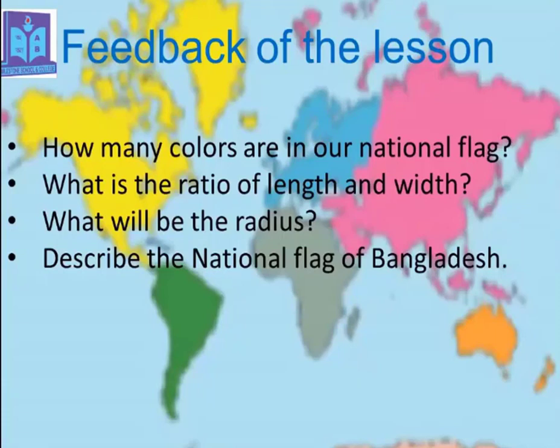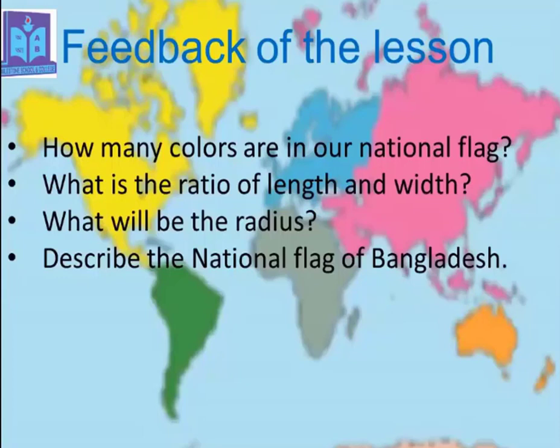Then what will be the radius? Radius means the distance from the center to the surface of the circle. So the radius will be 1/5 of the length. That means if the length is 10, then the radius is 2 centimeters or 2 inches according to the length. Then describe the national flag of Bangladesh. We will say what the color is, red and green, what the shape is, rectangular, and what the ratio of length and width is.